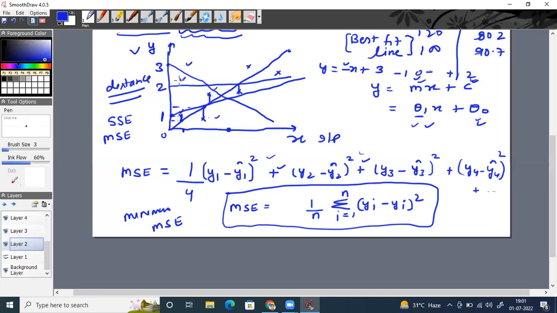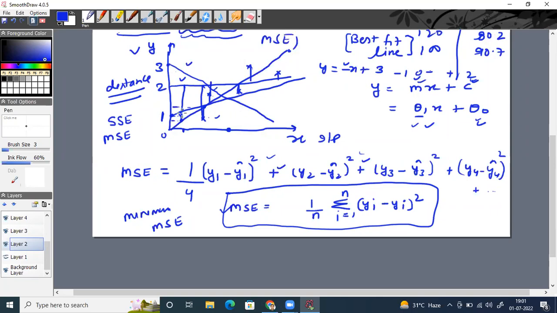Agreed? So whenever we are at a different line, every line's distance from these points will be different. Some lines will be very far away from the points, so they will give you a different value of MSE. Because what we will do is find the distance of this point with this line, this point with this line, and this point with this line. So it will give me an MSE, for example MSE1.